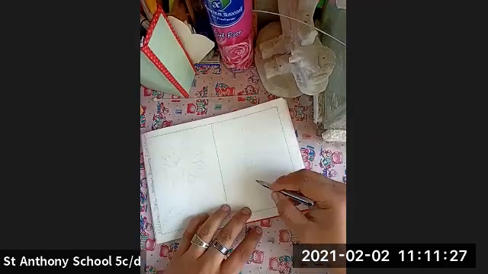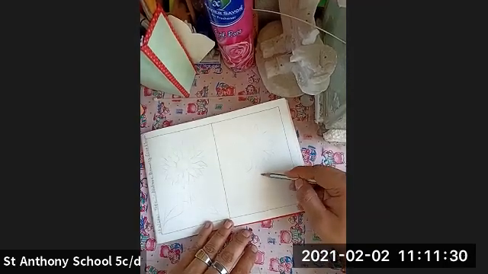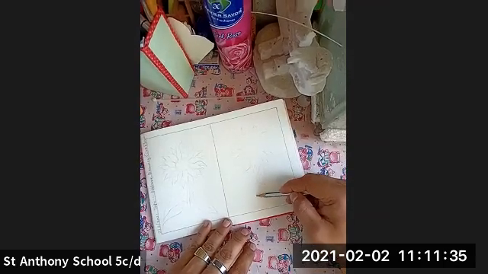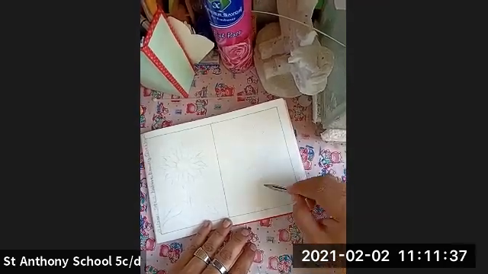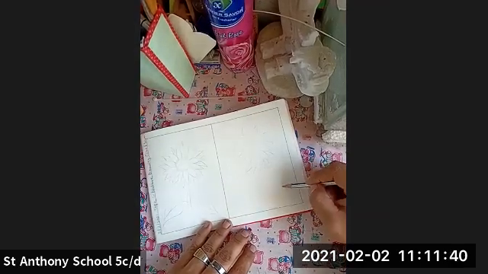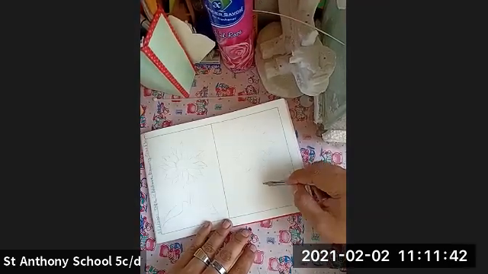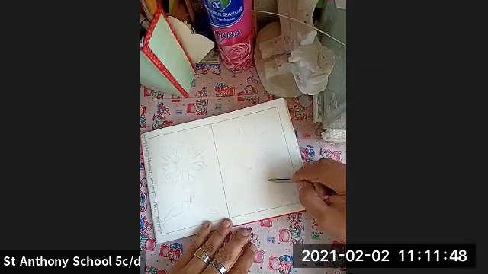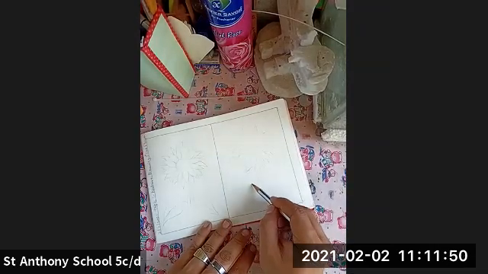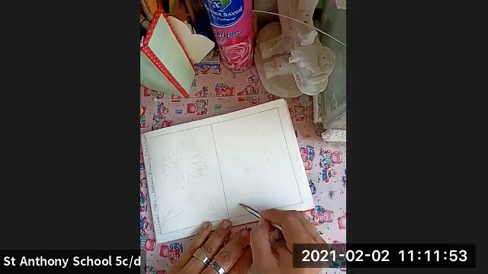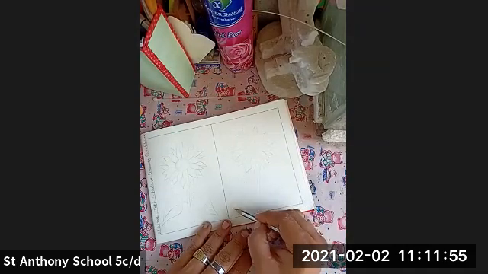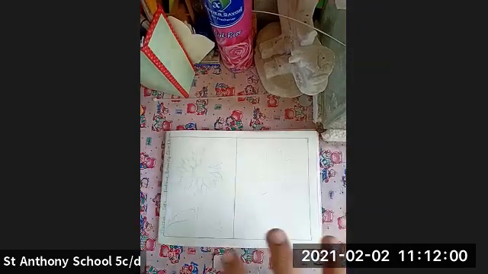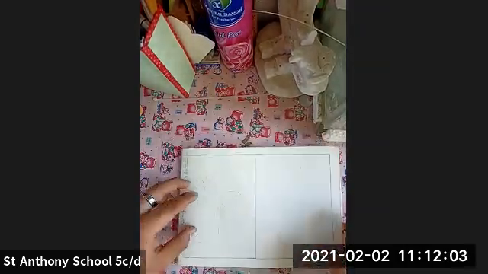Here I have drawn the sunflower. Same way I'm going to draw the stem over here in this way, and here comes the leaf. So here I have drawn both the sunflowers. Now I start with the pencil shading.